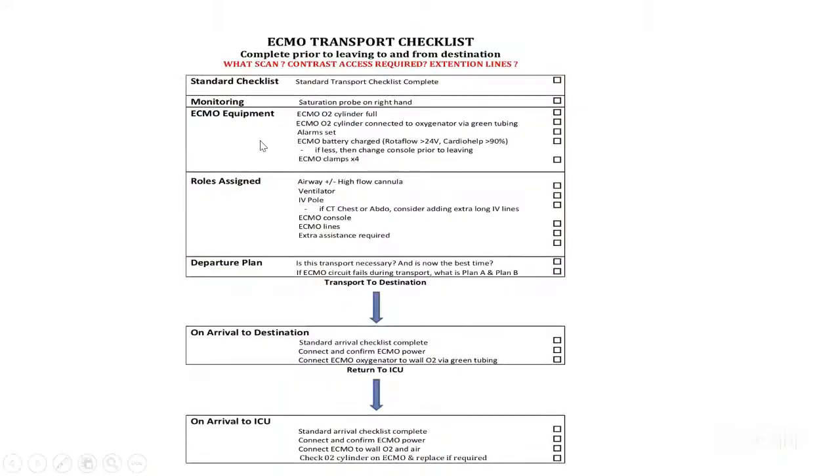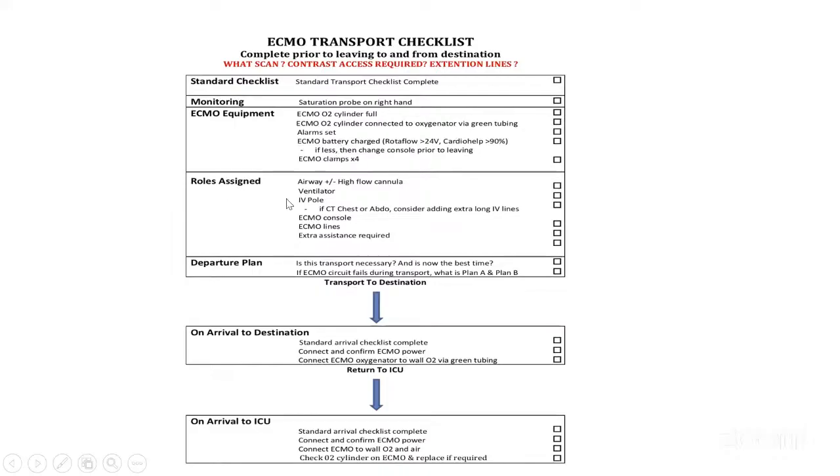So the important thing when we are talking about preparedness: being prepared means we need to see all the things. The standard transport checklist covers whether the ECMO equipment is working well, whether the ECMO oxygen cylinder is full or not, whether the ECMO oxygen cylinder is connected to the oxygenator via the green tubing, and whether the ECMO battery is charged. All these things: the ECMO equipment should be working well, the cylinder should be full, and the battery should be completely charged.